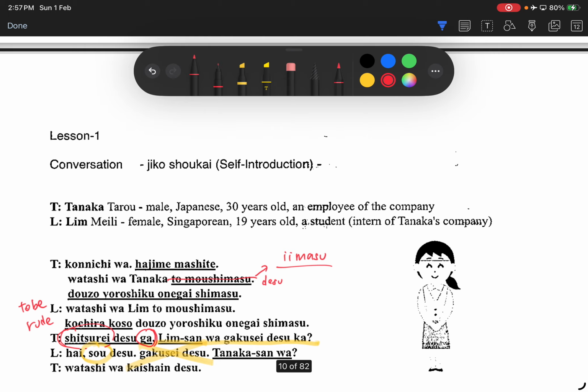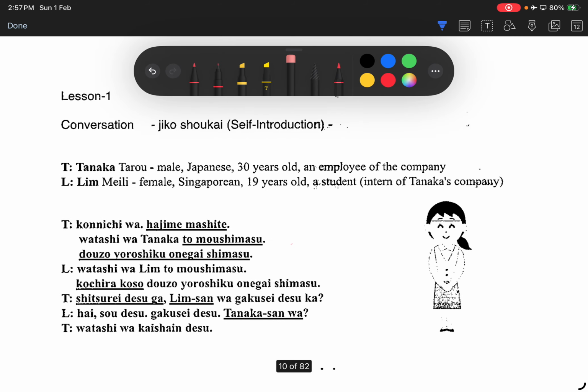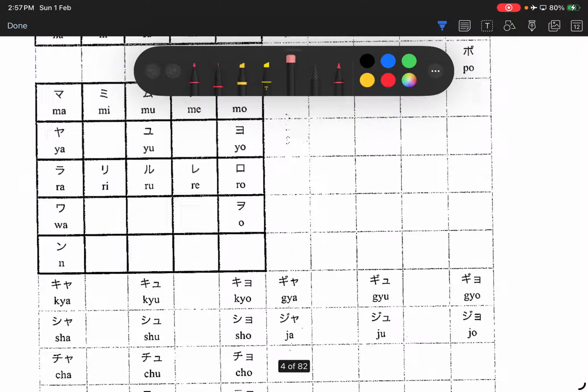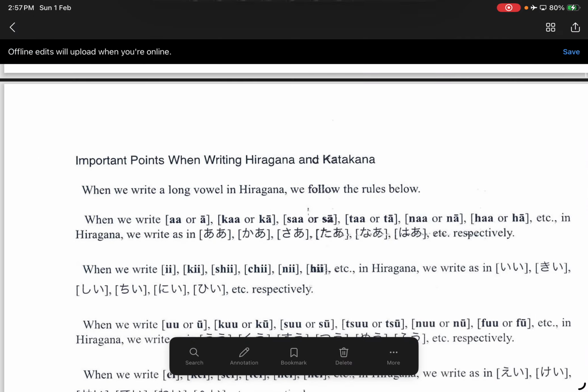Okay. Yes, I want to talk about the conversation. So maybe before we continue with the homework, explain the homework, let me just go through this Lesson 1 first. Can we just go through the vocabulary list? Where is it?